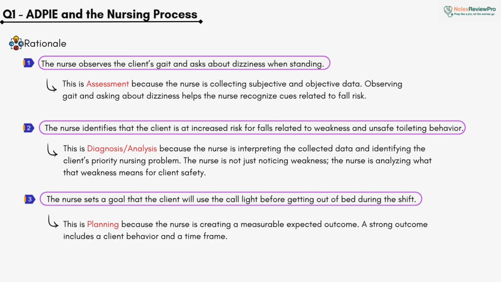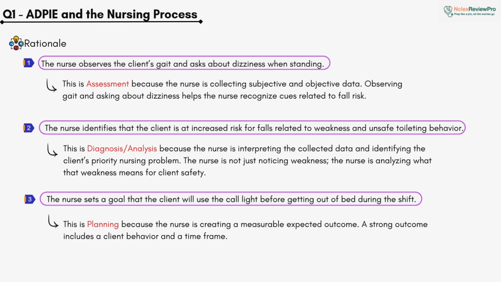Number 1 says the nurse observes the client's gait and asks about dizziness when standing. This is assessment. The nurse is collecting data. Observing gait is objective data. Asking about dizziness is subjective data. At this point, the nurse is not taking action yet. The nurse is recognizing cues.